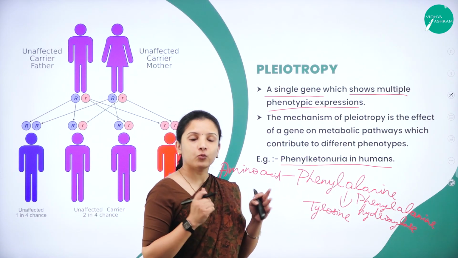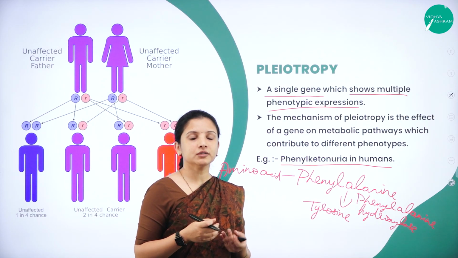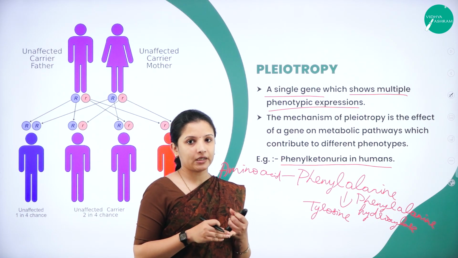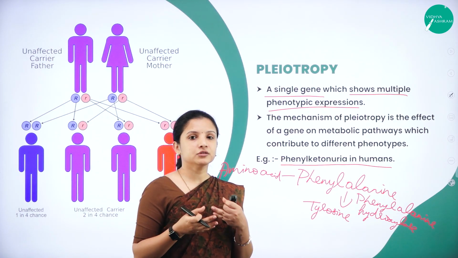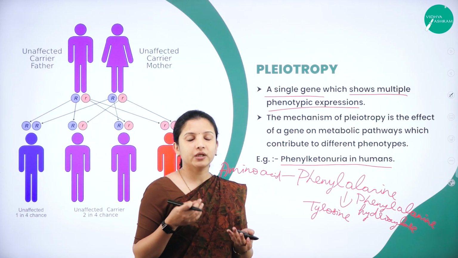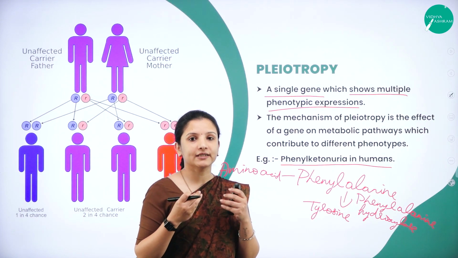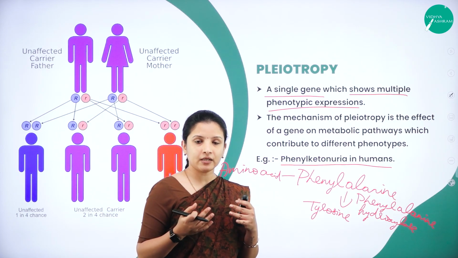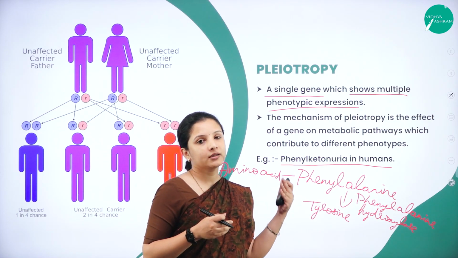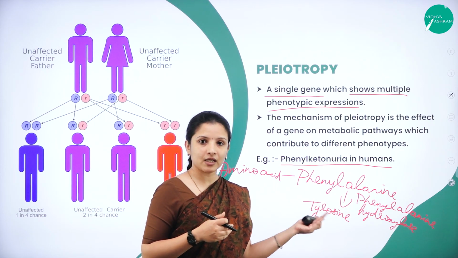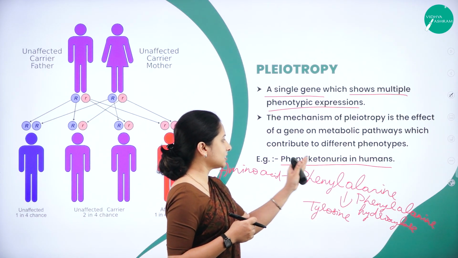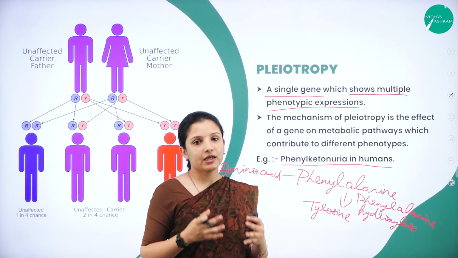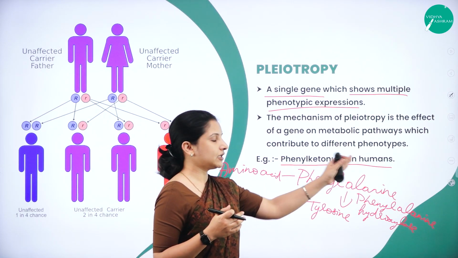Why is tyrosine needed for the body? Because tyrosine maintains the skin color of an individual, and if tyrosine is not produced, the individual will have a skin disorder called eczema. And also for the proper functioning of the brain, for neural control, tyrosine is very, very important. But what happens in the case of phenylketonuria is that there is accumulation of the amino acid phenylalanine.